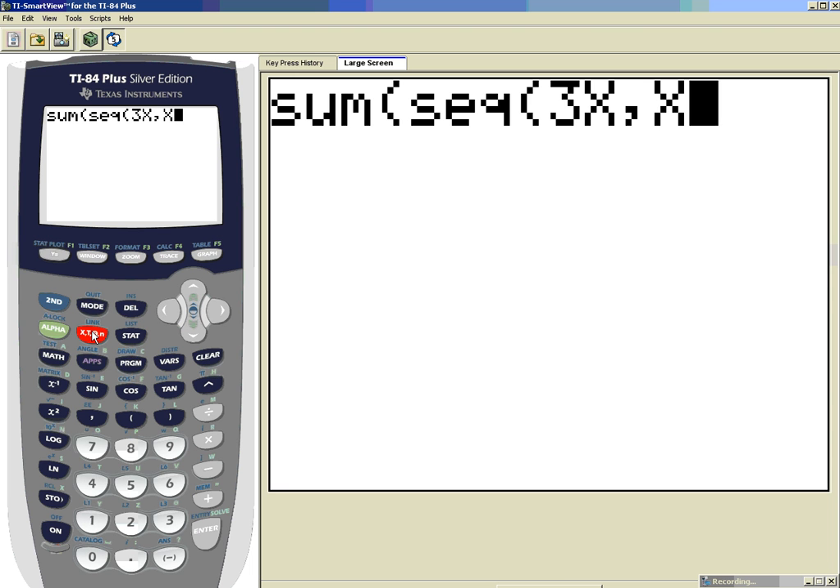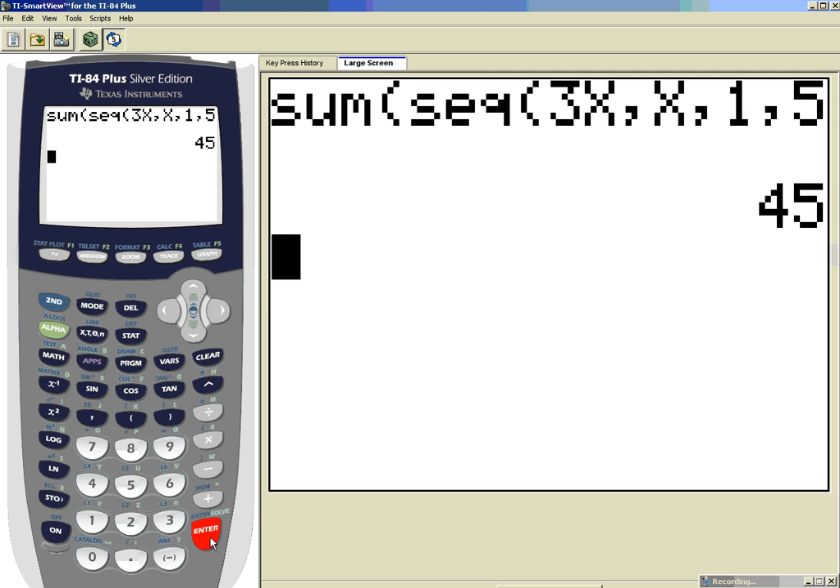You have to tell the calculator what variable you are working in. So we're finding the sum of the sequence of 3x, comma, in terms of x, comma, lower bound, comma, upper bound, hit enter, and there's the sum of 45 that we already found by hand.